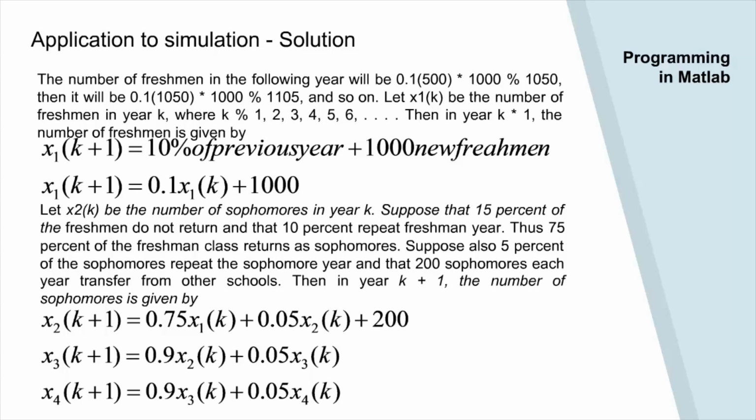Let x3(k) and x4(k) be the number of juniors and seniors respectively in year k. Suppose that 5% of sophomores and juniors leave school and that 5% of the sophomores, juniors and seniors repeat the grade. Thus 90% of the sophomores and juniors return and advance in the grade. The model for juniors and seniors is x3(k+1) = 0.9 x2(k) + 0.05 x3(k), and x4(k+1) = 0.9 x3(k) + 0.05 x4(k).